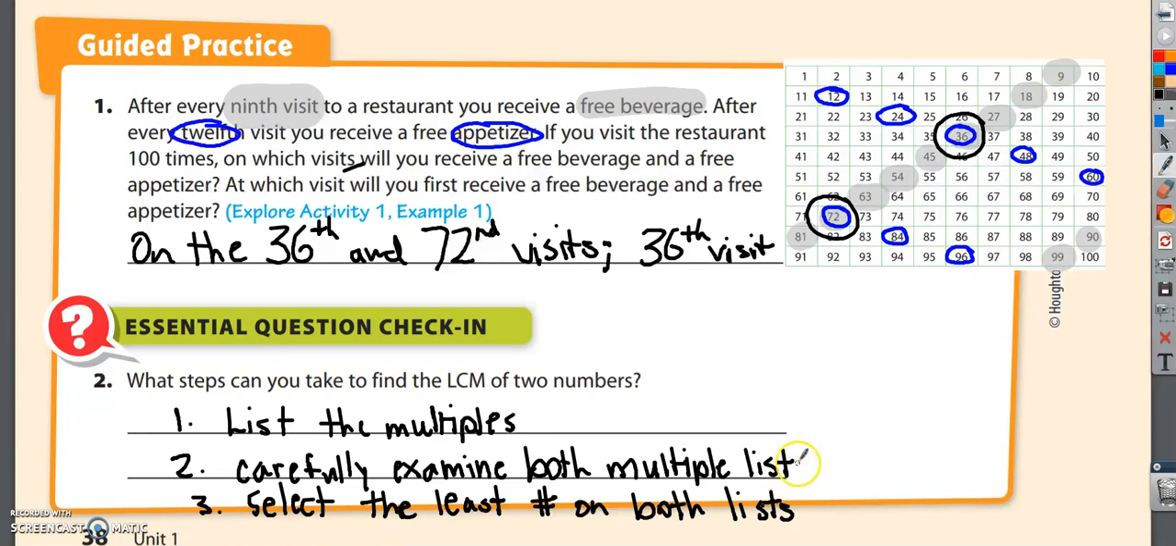Okay, good job. You are done with page 38.